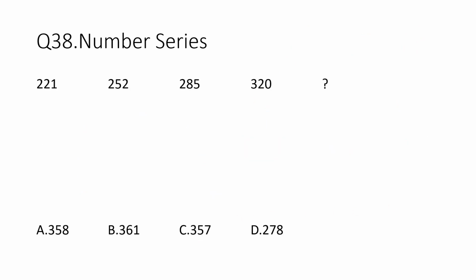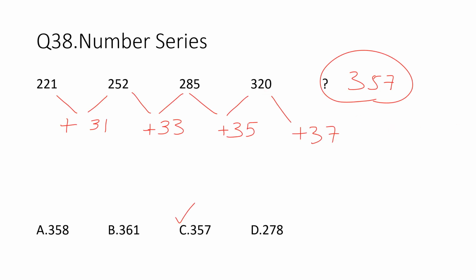Okay, let's move to the next one. Here also, now try to find out what these numbers may be like. 221, 252, 285 and 320. The first thing that comes to our mind is to find out the differences. So let us find the differences. If you find the differences here, it is 31, 33, 35, 37.